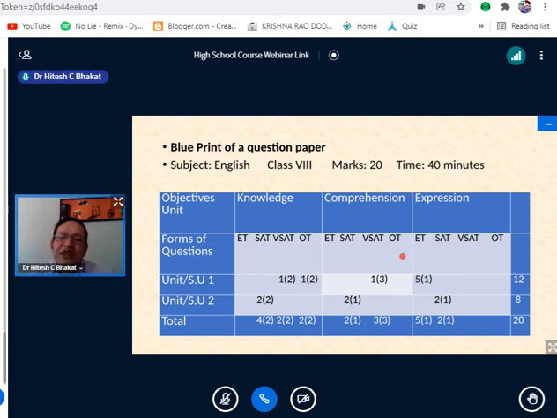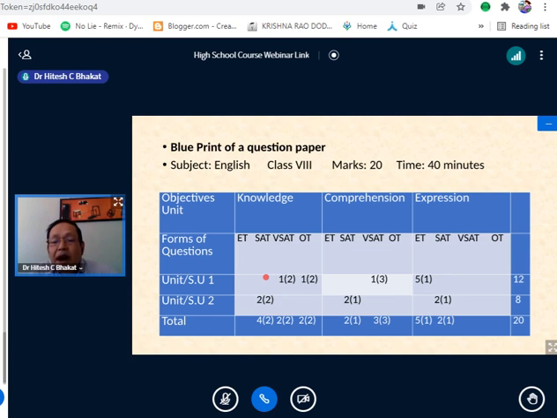So here we have put questions. Now unit number 1 is the lesson. Unit number 2 is grammar and vocabulary. All right, so we have put this. Under knowledge, we have not put any essay type questions in unit number 1 and unit number 2. What we have put is knowledge questions, very short answer type question. How many questions? 1 question, 2 marks. All right. 1 question.